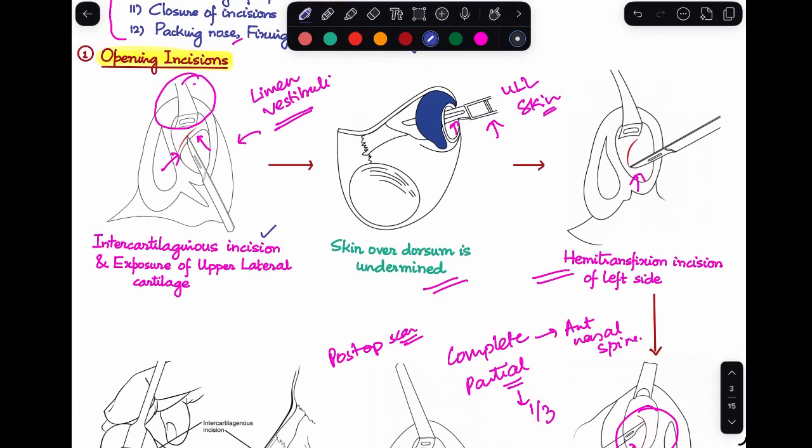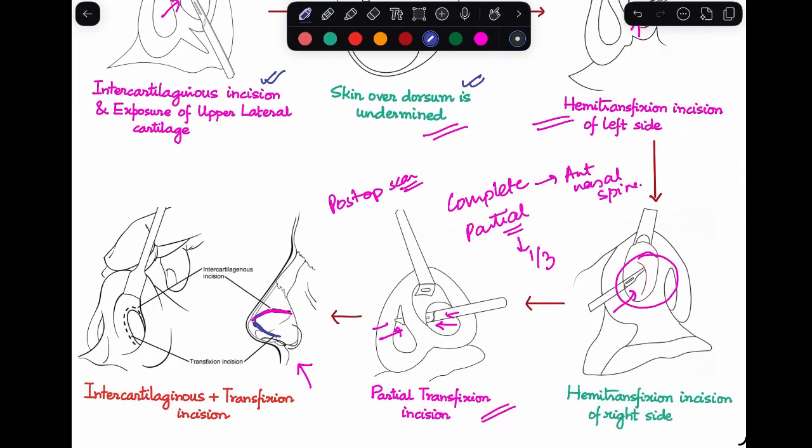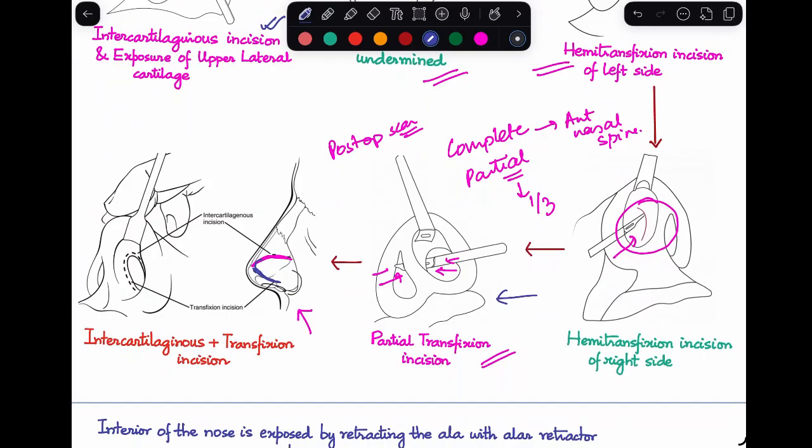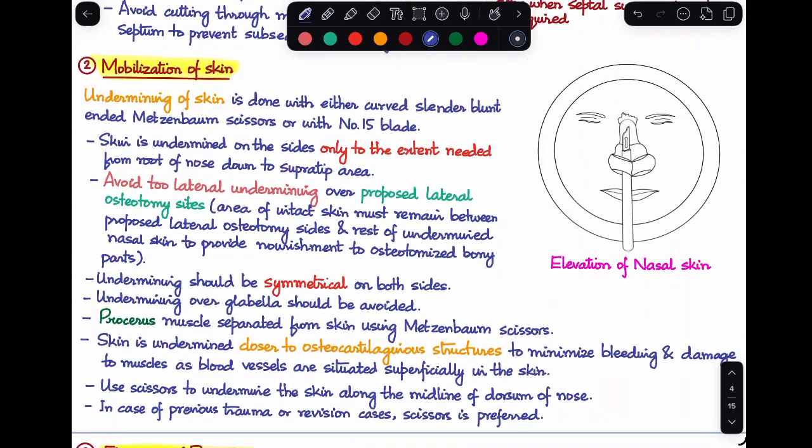So we have given the intercartilaginous incision, then we have undermined the skin over the dorsum, then we have given a hemi-transfixion incision on the left side followed by the right side before making it through and through to convert it into a transfixion incision, and we'll decide depending on the exposure needed whether we'll give a complete transfixion or a partial transfixion incision. Now, moving on to our next step, we have mobilizing of the skin. So once incisions have been given, our next step would be to undermine the skin. This we can either do with the help of a number 15 blade or we can use a blunt-ended Metzenbaum scissor.